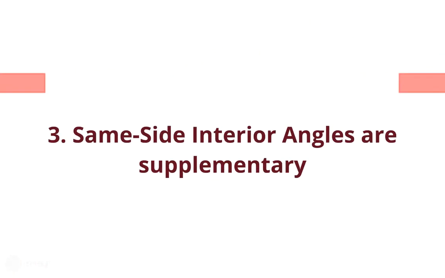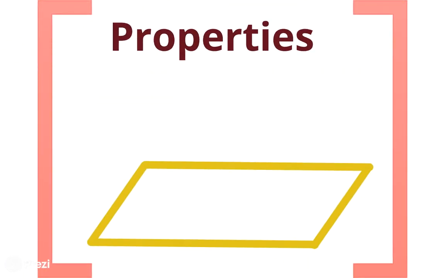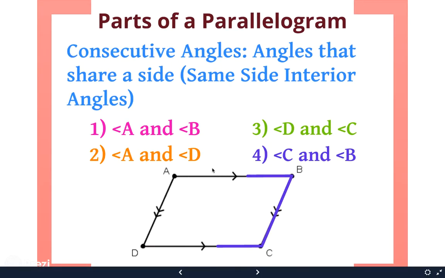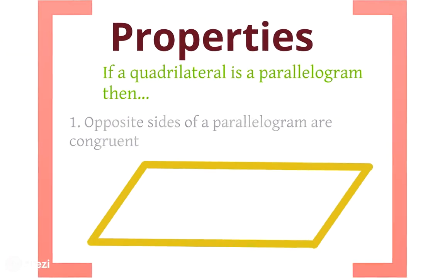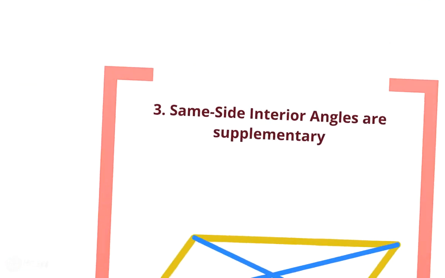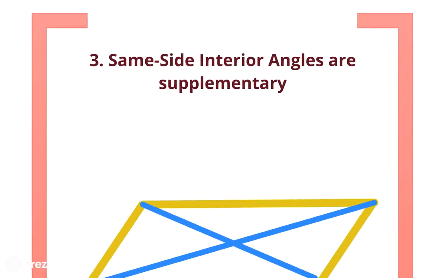Our next property we're going to talk about: same side interior angles are supplementary. So if I go back to those C angles we talked about earlier, any of these angles, A and B, A and D, D and C, or C and B, will be supplementary, which means they add up to 180. So you need to be on the lookout for those. Any of those C-shaped angles you see on the parallelogram will be supplementary, which means they add to be 180.